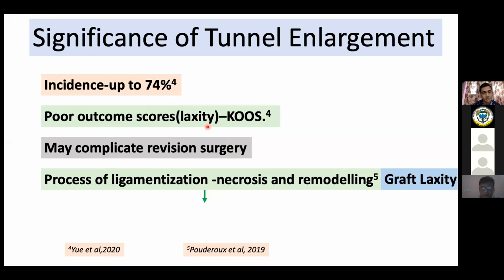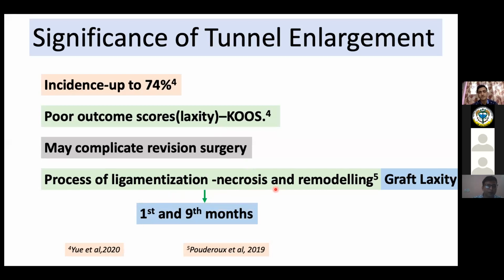And if it has caused laxity, then the outcome scores are poor, especially because in the knee with joint laxity, this is going to be unstable and this is going to cause further injury to the cartilage and also the meniscus. So the outcome score may be poor. And while interpreting the laxity clinically and also by MRI, there's one more fact that's very important to understand. That's the process of ligamentization. The necrosis and remodeling occurs in the first 9 months.